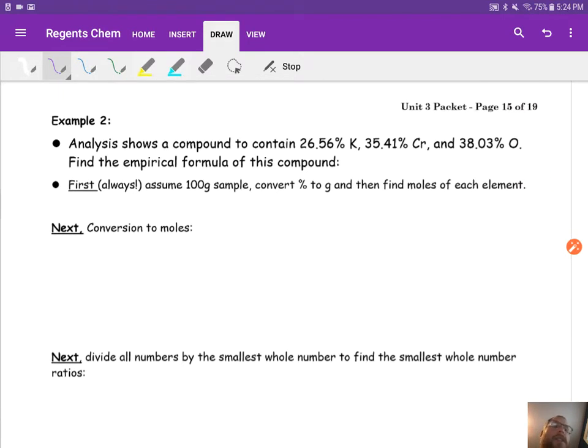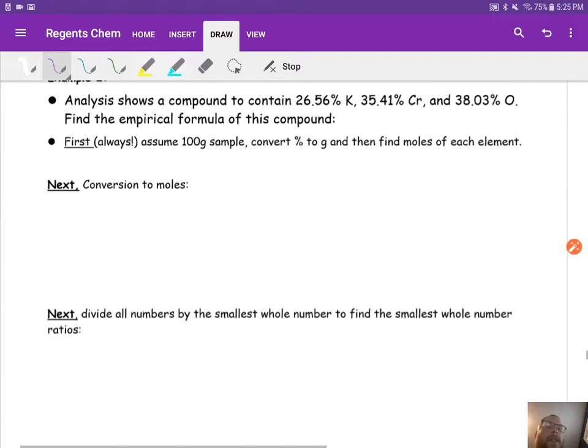So it says analysis shows a compound. This is what scientists would actually do if they ran an unknown. They could get a readout of percentages. They have a percent of potassium, 26.5%, 35.4% chromium, and 38.03% oxygen. We need to find the empirical formula.